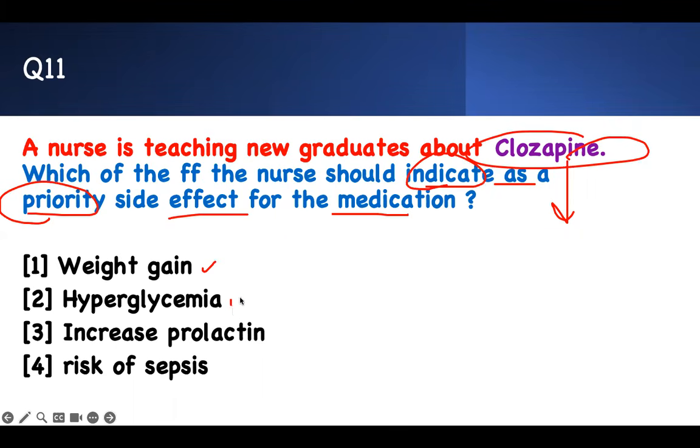So what is the side effect of clozapine? Weight gain, hyperglycemia. It increases your prolactin level. If it's a male, they will have milk coming from the breast. Risk of sepsis, right? This is agranulocytosis. I do not want to write it so that you can get the right answer right away. Which of these is more dangerous? Be sharp: sepsis. So this is my priority. This one, we can deal with later on.